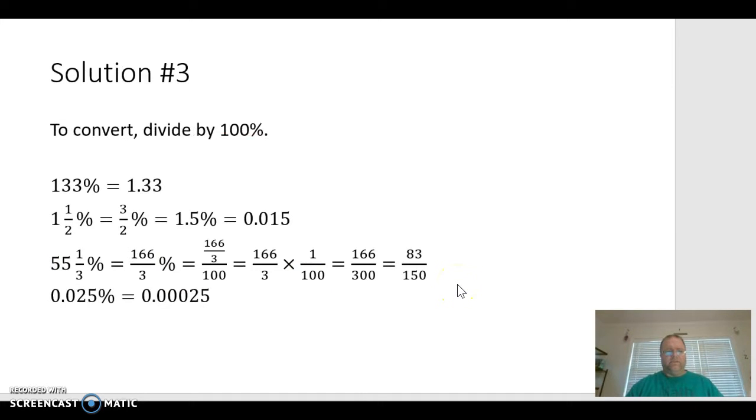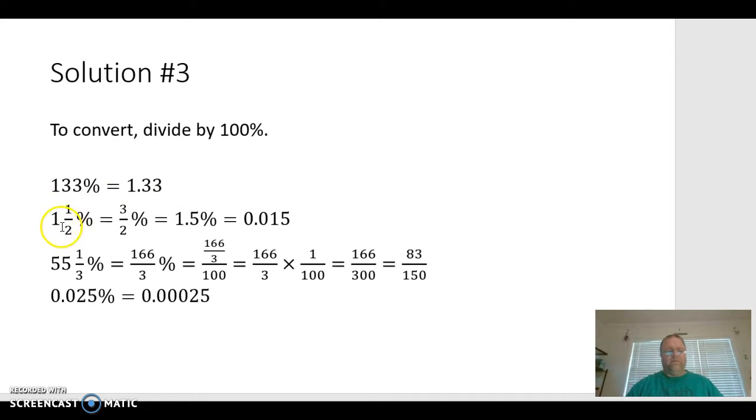All right, so the solution, remember to convert. We're going to divide by 100% or move the decimal place over 2 to the left. So this first one, the decimal place is here, so dividing by 100% moves it 2 to the left, so that's 1.33.